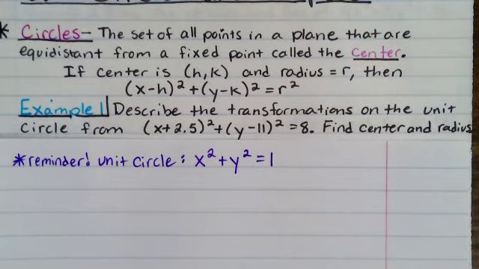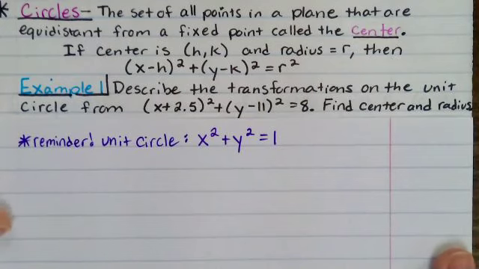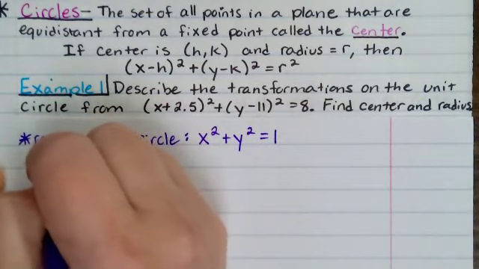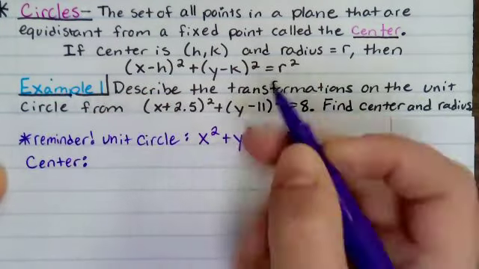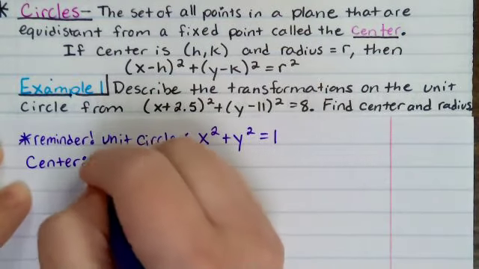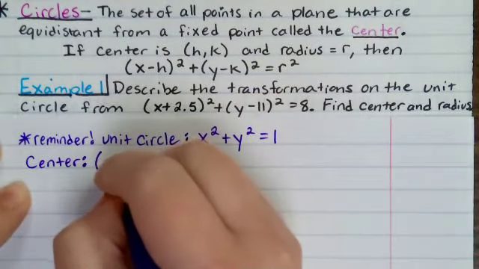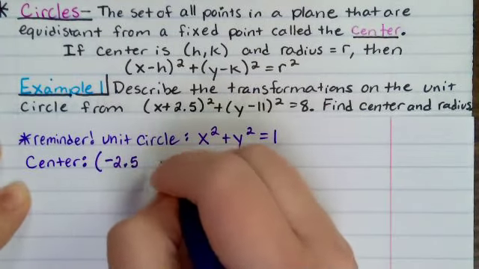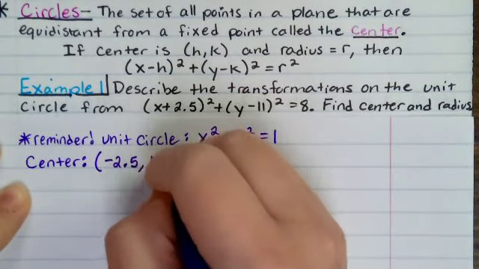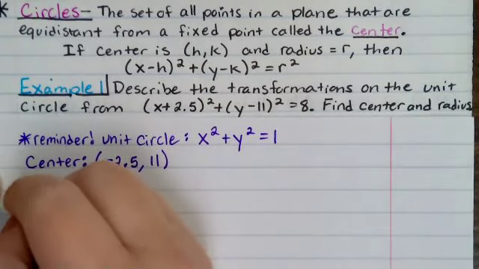In order to tell the transformations, it's going to be a whole lot easier if we first figure out what the center is and what the radius is. The center is the easiest. You just look at what h is and what k is, and you get your point. We're always going to use the opposite sign. So my h is going to be negative 2.5 and my k is going to be positive 11. The other thing we needed again was that radius.